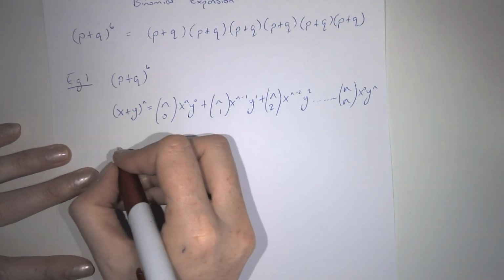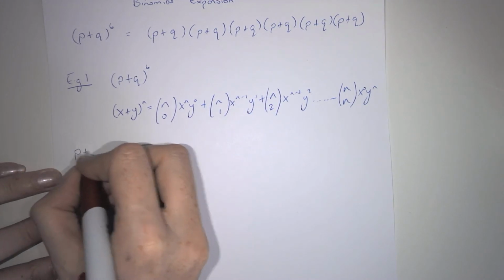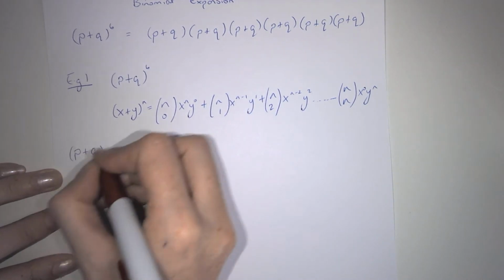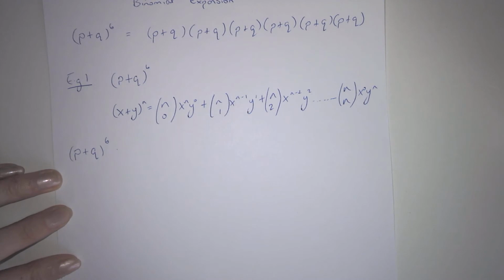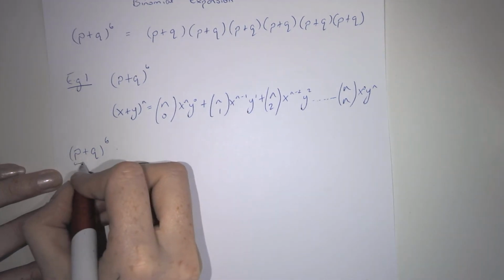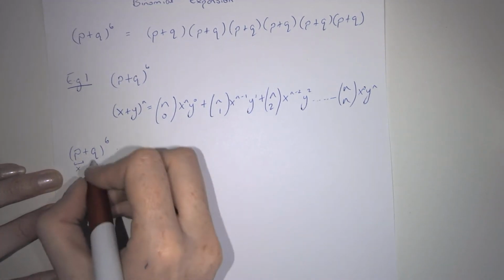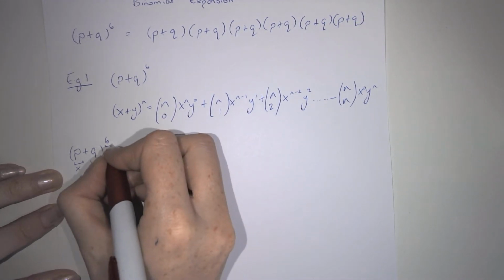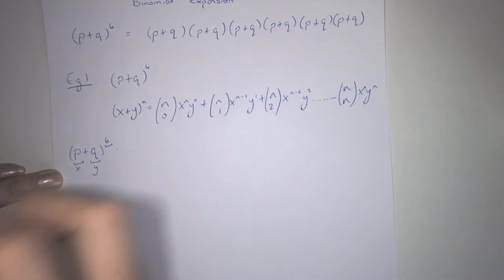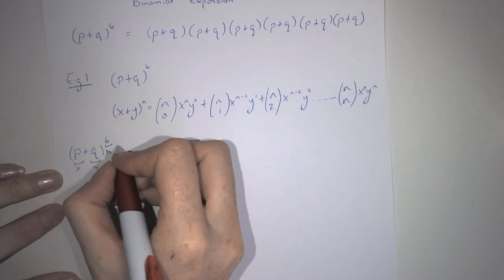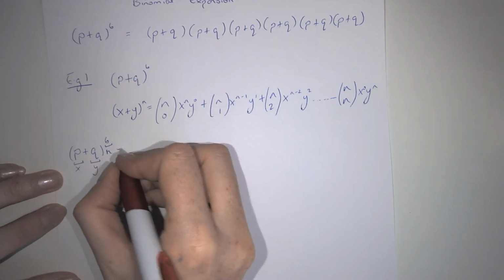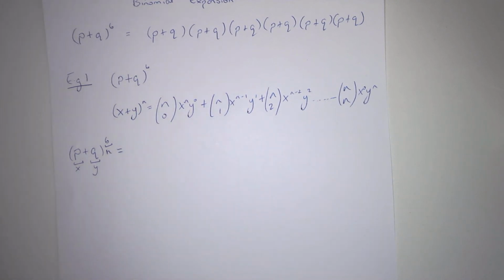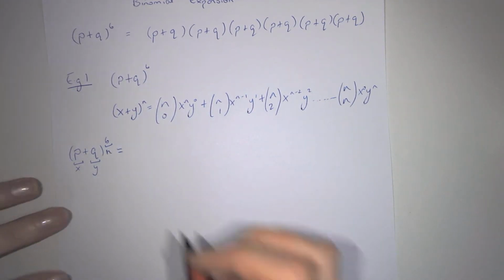We'll go back here to the p plus q bit and I'll explain exactly what letter corresponds with what. So just to explain then, this p bit is your x term, the q bit is your y term, and then this number up here, your power, is your n term. Okay, so we're going to fill it into the formula and that'll expand it out for us quite quickly.